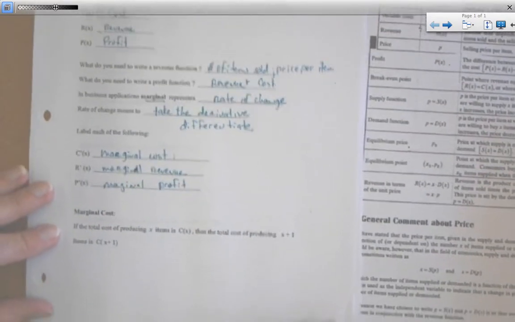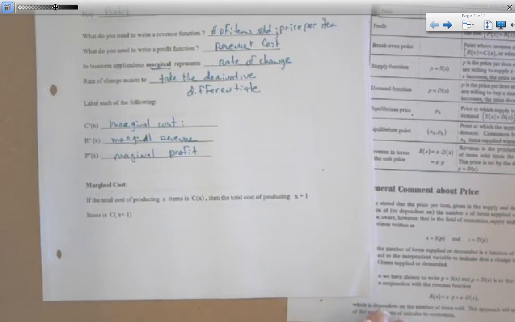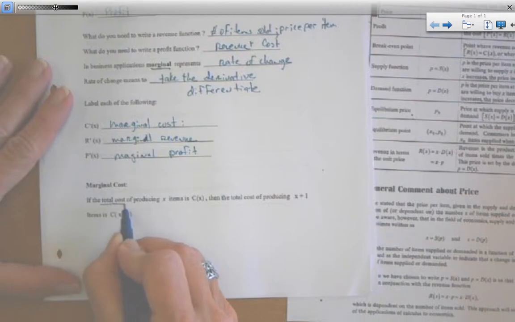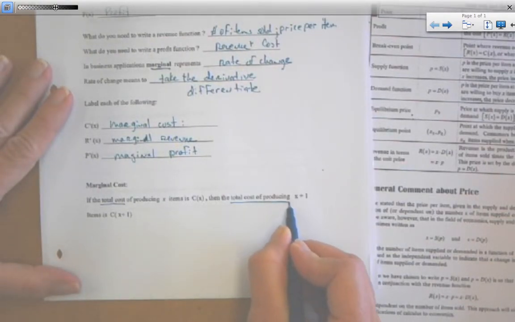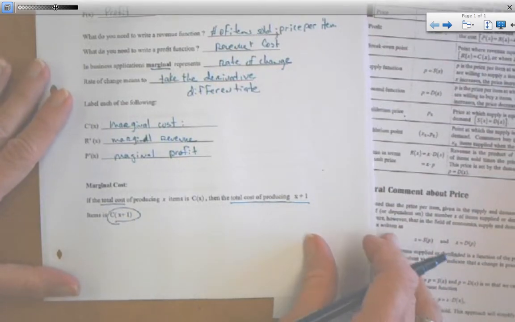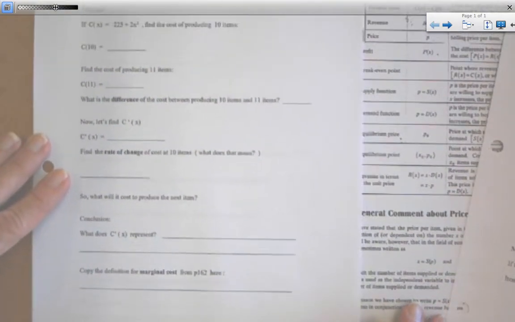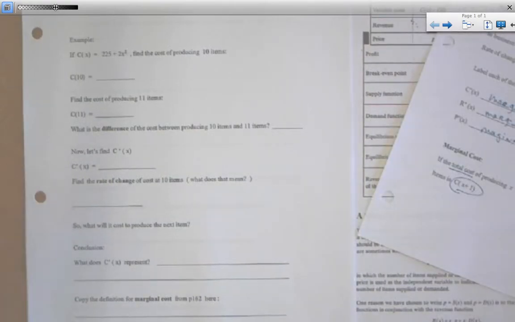Okay, so a couple of items that they discuss when they ask you questions, or you're doing some analysis, remember: total cost is producing x items. Total cost of producing x plus 1 items means you plug in that next value. So this next question kind of walks us through a couple of those discussions. Turn the page, and you want your calculator out.